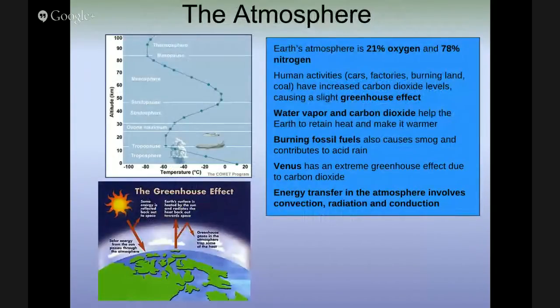All right, we're going to move into the atmosphere. Earth's atmosphere is 21% oxygen and 78% nitrogen. Human activities, cars, factories, burning land, and coal have increased carbon dioxide levels, causing a slight greenhouse effect. And again, the greenhouse effect is not bad. What we're concerned about is that it's increasing very, very quickly.